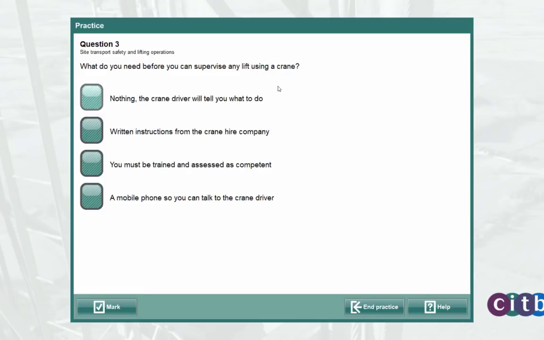What do you need before you can supervise any lift using a crane? Nothing. The crane driver will tell you what to do. Written instructions from the crane hire company. You must be trained and assessed as competent. A mobile phone so you can talk to the crane driver.